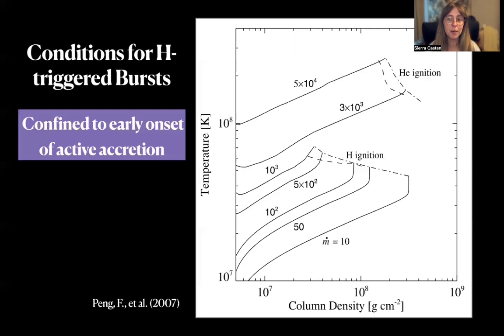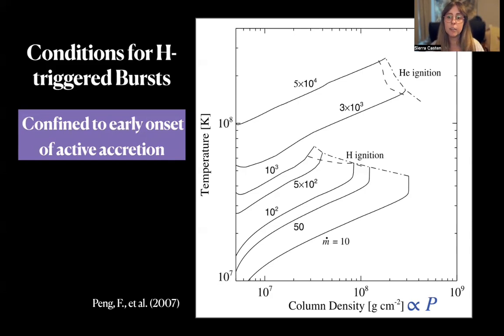So to dive into a further condition, let's dissect this diagram, which I know has a lot going on, so I'm going to take it step by step. On the x-axis, we have column density, which if you've never heard of it, is kind of a proxy for pressure, or you can think of it as the amount of material as you look down radially into the neutron star. And on the y-axis is temperature.